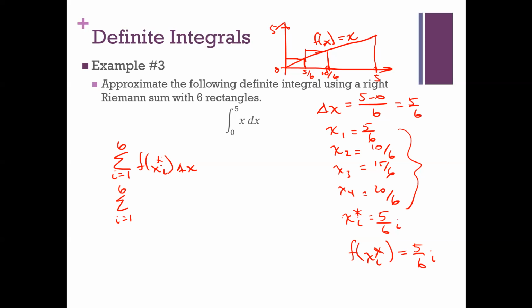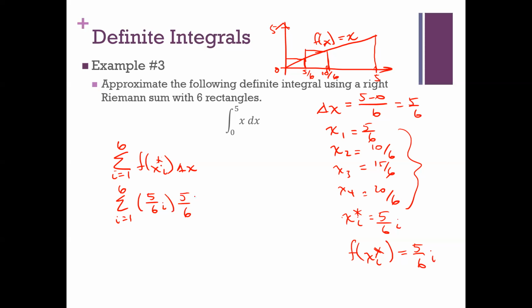How do I get f of x sub i star equals 5/6 i? Why are they the same? The function is just x. Yeah, it's the identity function, right? f of x equals x. So now I have all the specifics for this function. f of x sub i star is 5/6 i. Delta x is 5/6, right?